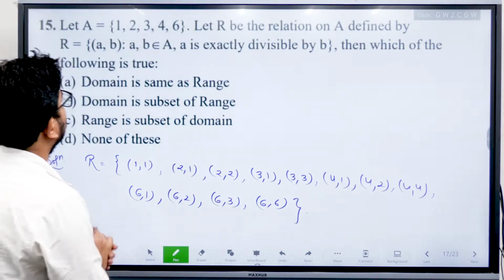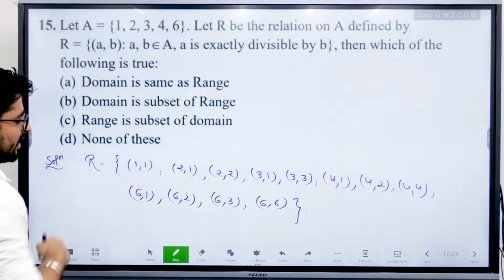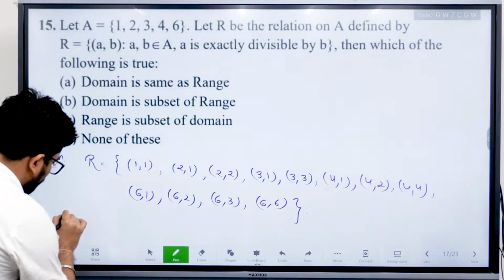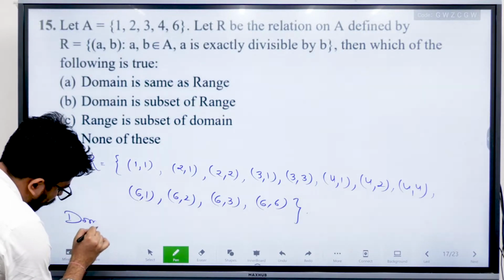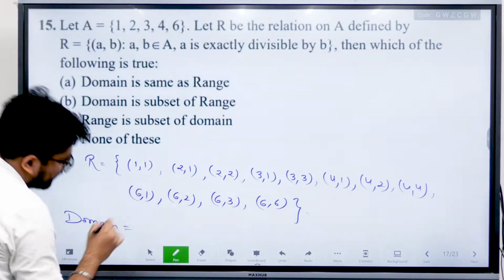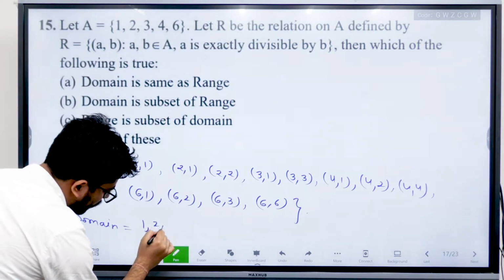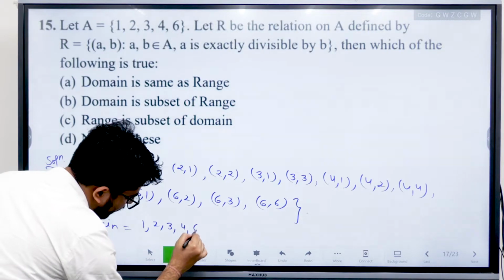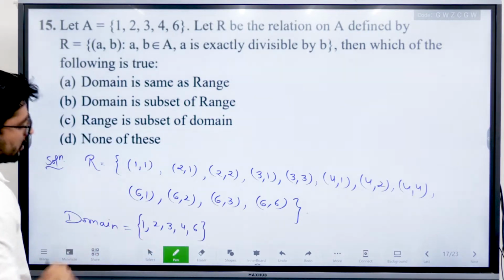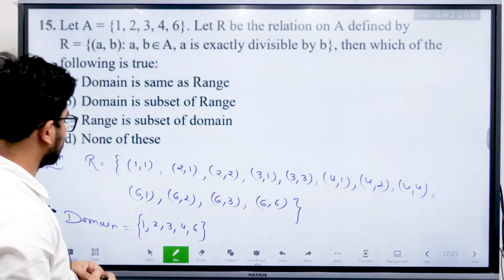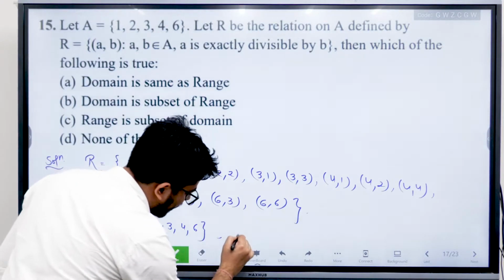Okay, so now we have to find the domain and range. So if you observe, domain is what? The domain set is 1, 2, 3, 4 and 6. Okay, the complete set A: 1, 2, 3, 4 and 6. This is your domain. And range is what?